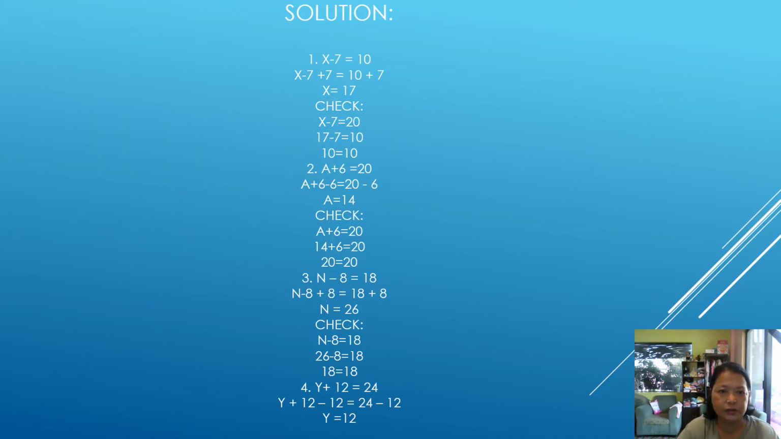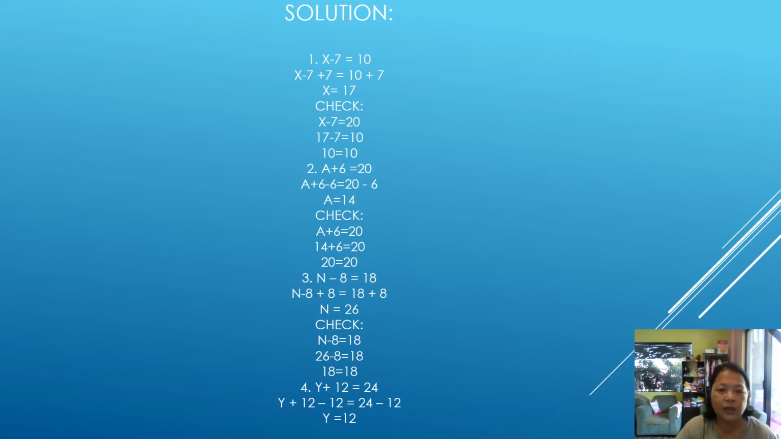Okay, now the solution is, number 1, x minus 7 is equal to 10. So that is the original equation. We are going to add the inverse of negative 7, which is positive 7, so x minus 7 plus 7 is equal to 10 plus 7. So we cancel the negative 7 and positive 7. What remains is x is equal to 10 plus 7, which is 17.